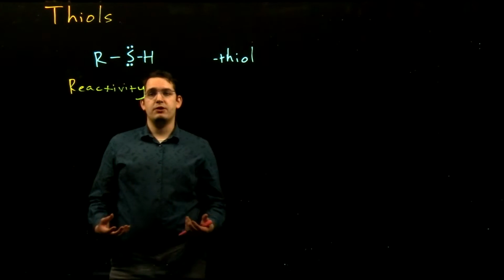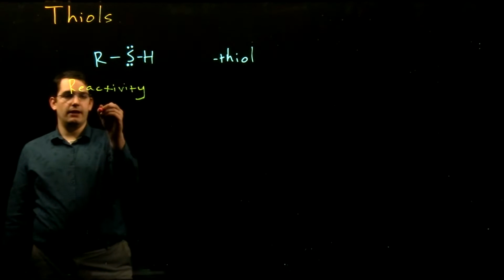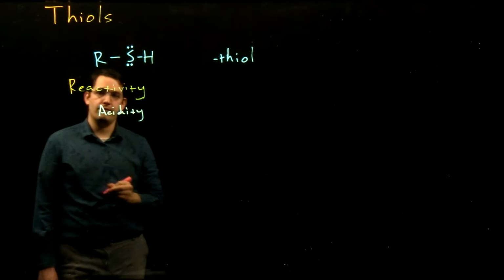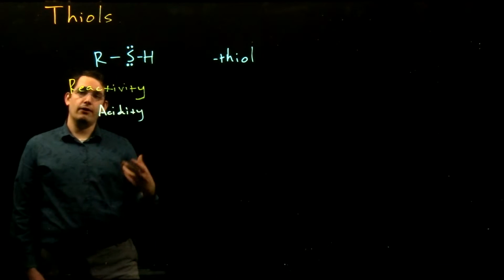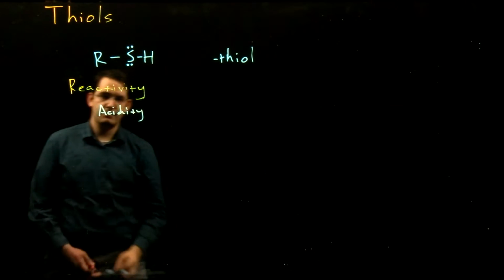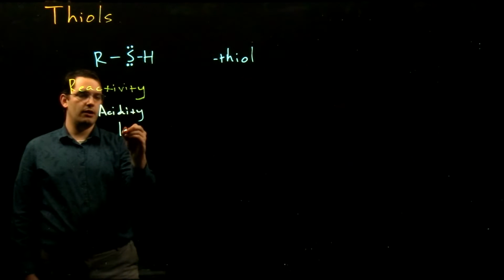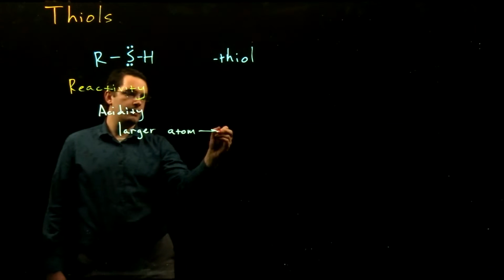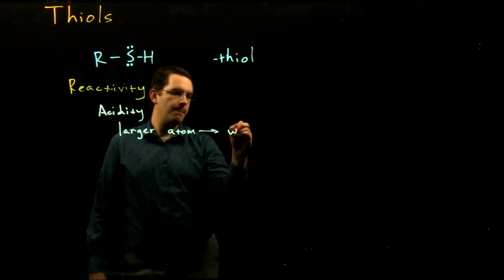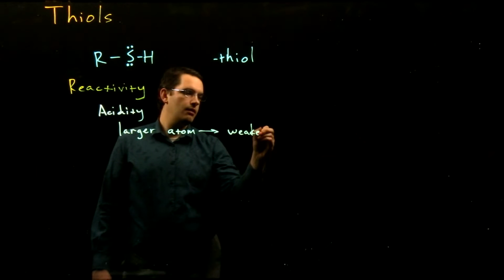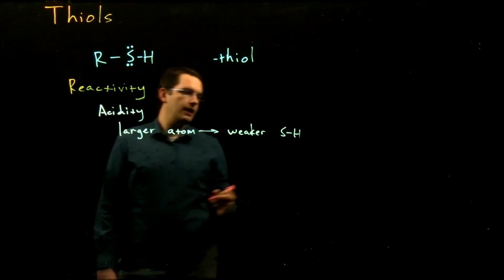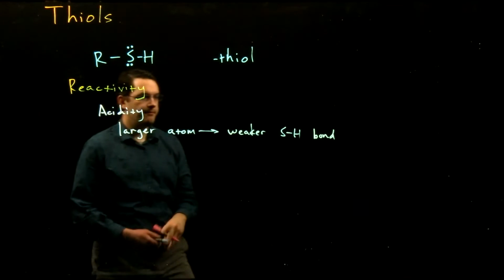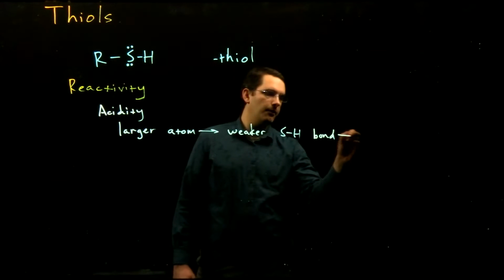The first key difference between our thiols and our alcohols is in their acidity. So as you may recall from our first semester of organic chemistry, our thiols are more acidic than alcohols because, of course, they have a larger atomic size, which then creates a weaker bond between our sulfur and our hydrogen. Which then, of course, leads to an easier deprotonation reaction to make that thiol more acidic.